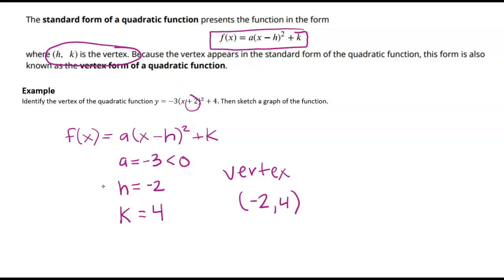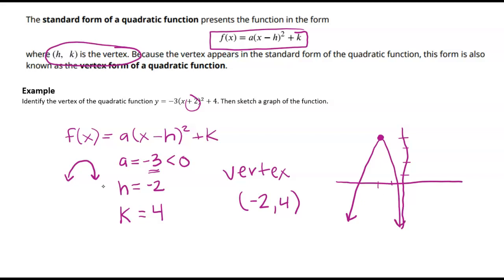Since a is negative, I know that my parabola will open down. And you can think about our transformation of functions. Since a is a number, absolute value-wise, bigger than 1, I'm going to have a vertical stretch. I'm not really going to worry about being super detailed in my sketch because I just want to figure out what the shape of this graph looks like. So I'm going to plug in the vertex (-2, 4). I know that it opens down and is a little skinnier than the parent function, y equals x squared.